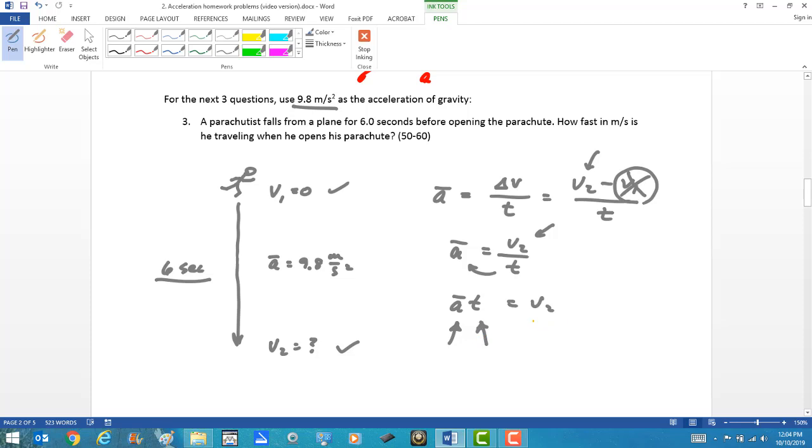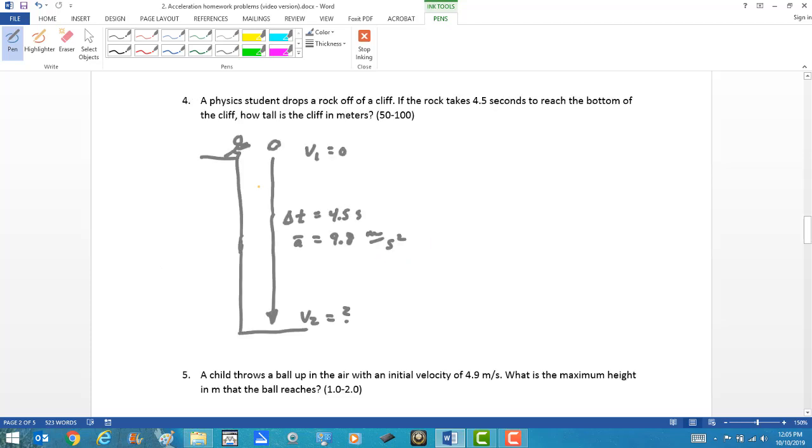We're given the time as 6.0, so we're limited to 2 significant figures with this problem, and your answer should lie somewhere between 50 and 60 meters per second. Here's another free fall type of problem.